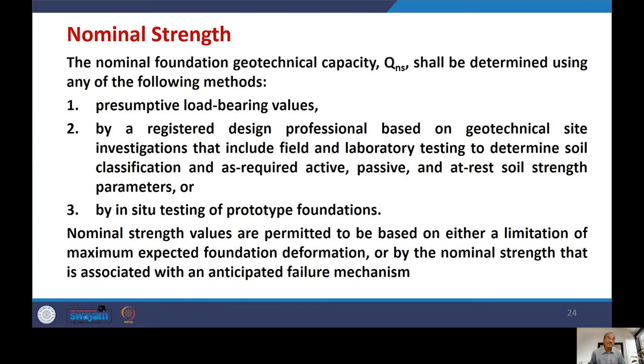The third is testing of prototype foundations. So first is presumptive, second is talking about the registered design professional, and third one is testing of prototype foundations. Nominal strength values are permitted to be based on either a limitation of maximum expected foundation deformation by the nominal strength that is associated with an element. So this can be explained here.